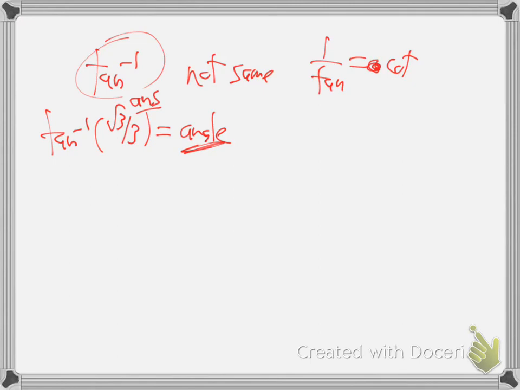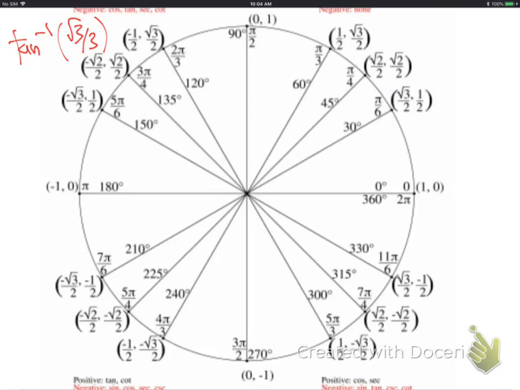What's that? 30. How do you know? What makes you think that, Erica? I'm not even sure off the top of my head. What's driving your thinking? You just tried stuff out? Yeah. It's a good idea just to try stuff out. So it's going to be like 30 or 60. Let's just try 30 like Erica said.